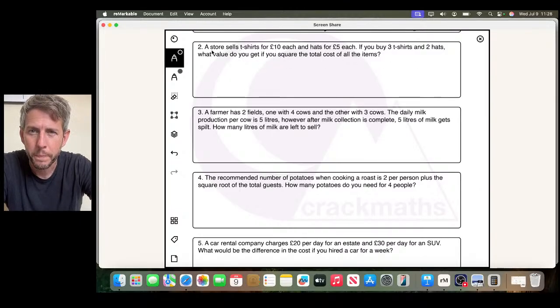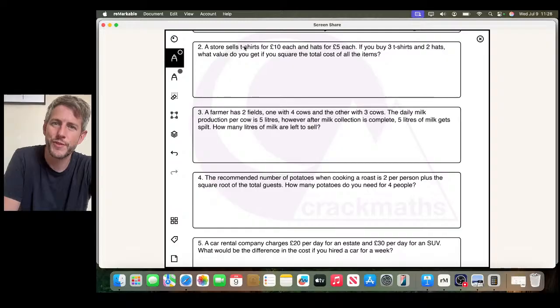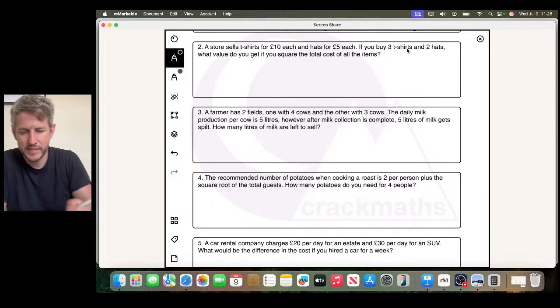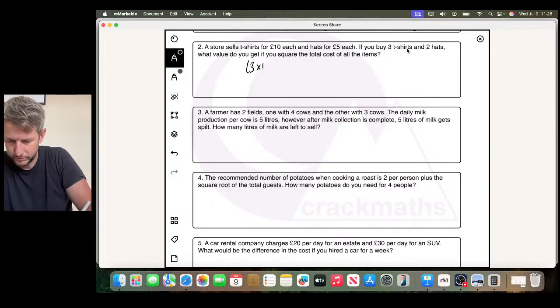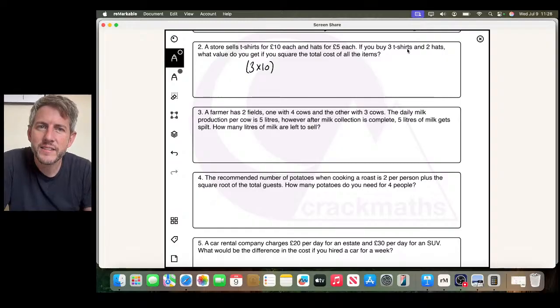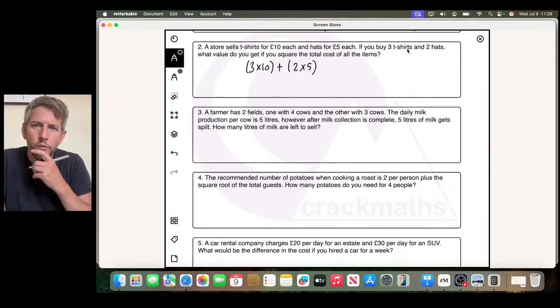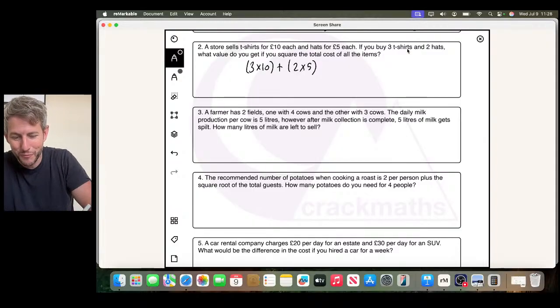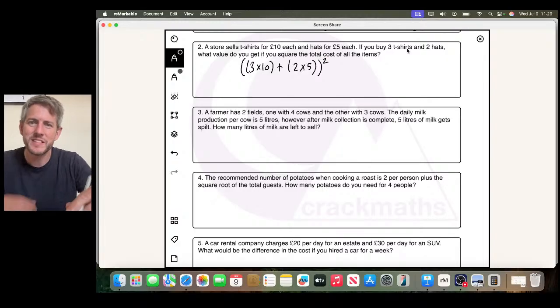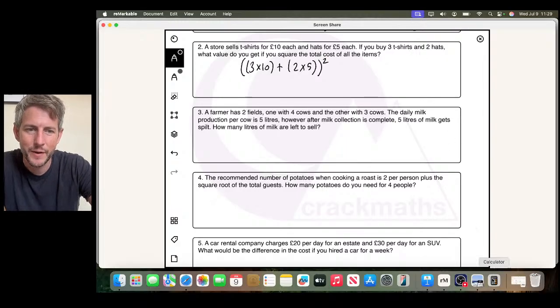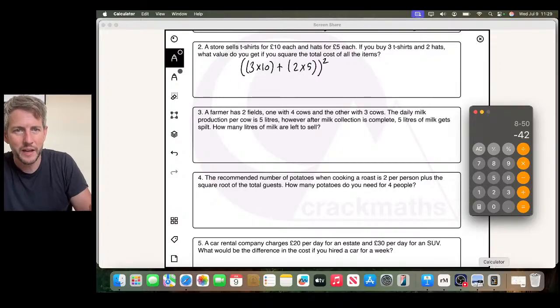Okay, right, so a store sells t-shirts for £10 each and hats for £5 each. If you buy 3 t-shirts, so that's 3 times 10, and 2 hats, so that's 2 times 5, what value do you get if you square the total cost of all the items? So that is that squared. So this is definitely going to be a calculator question. So let's do what we can first.